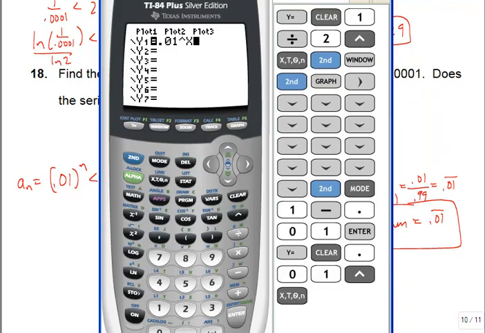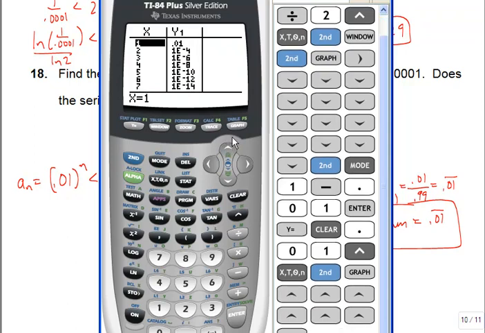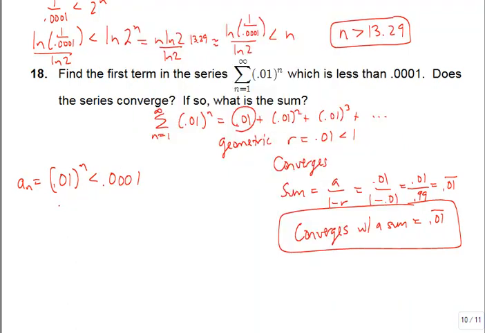type it into your y equals, and hit table, and I'm going to scroll up here, and we're looking for when this is going to be less than 0.0001, 3 zeros, and right away when n is 2, 1 times 10 to the negative 4th is 0.0001. So as long as we pick an n bigger than 2, these are all going to be smaller than that required decimal that we were looking for. So our solution here is this is true when n is bigger than 2.